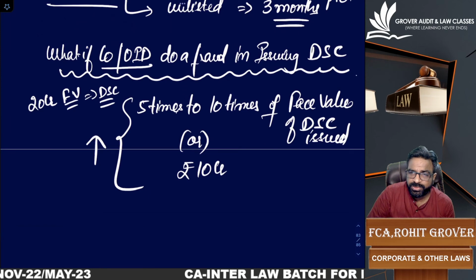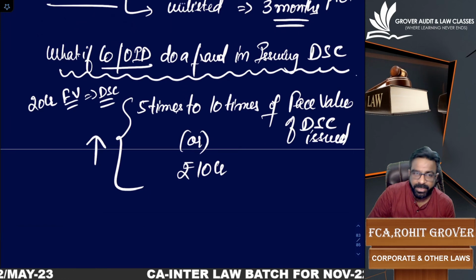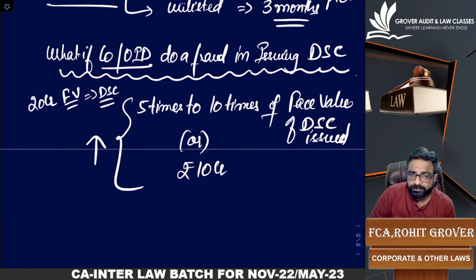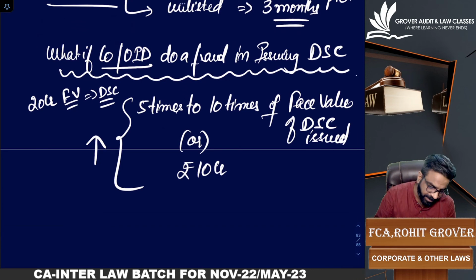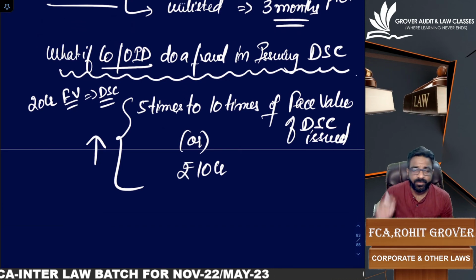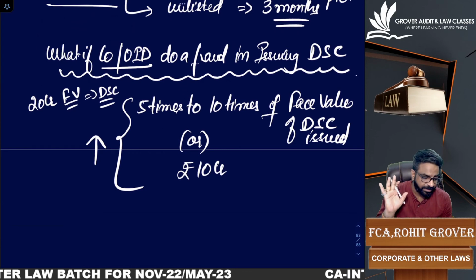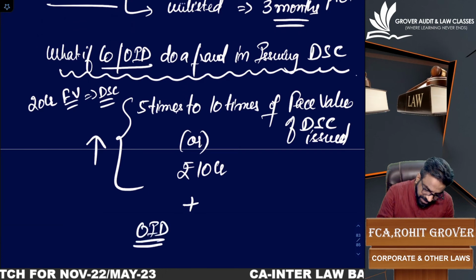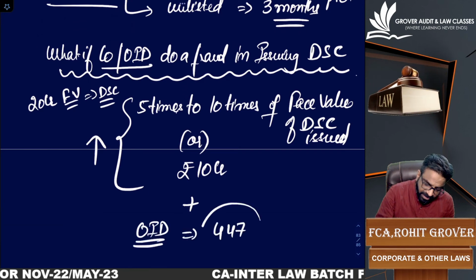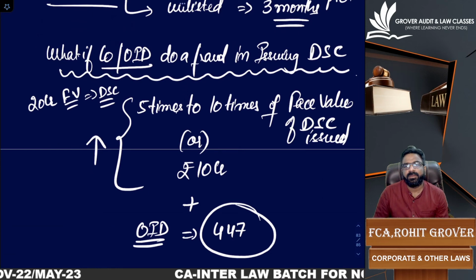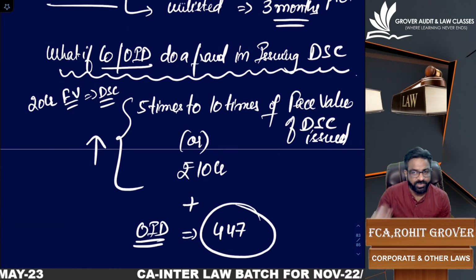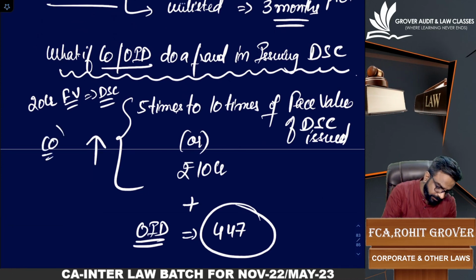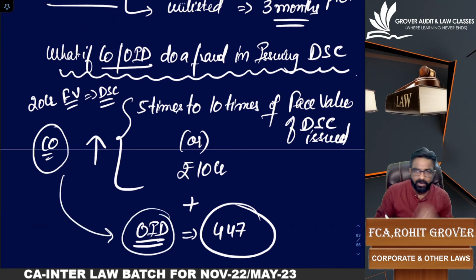100 crores to 10 times means how much? 200 crores. So 100 crores to 200 crores will be compared with 10 crores, and whichever is higher is the punishment. So what is the minimum punishment everyone will suffer? 10 crores. Plus the officers in default who have done the fraud will be penalized under section 447. And whenever fraud comes, which section comes to our mind? Yes, 447. So this is the penalty on the company and this is the penalty on the officers in default.